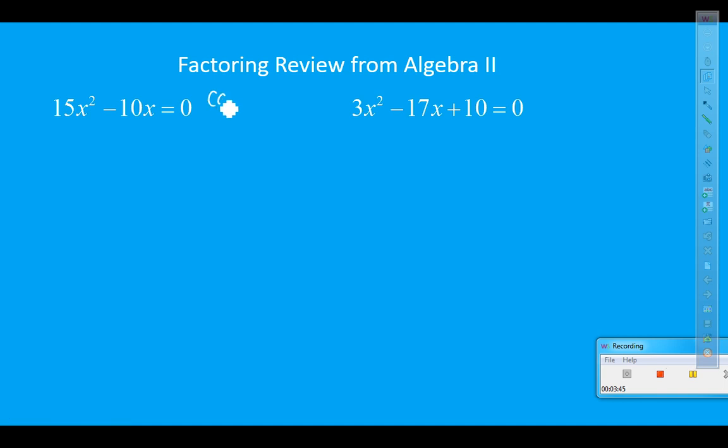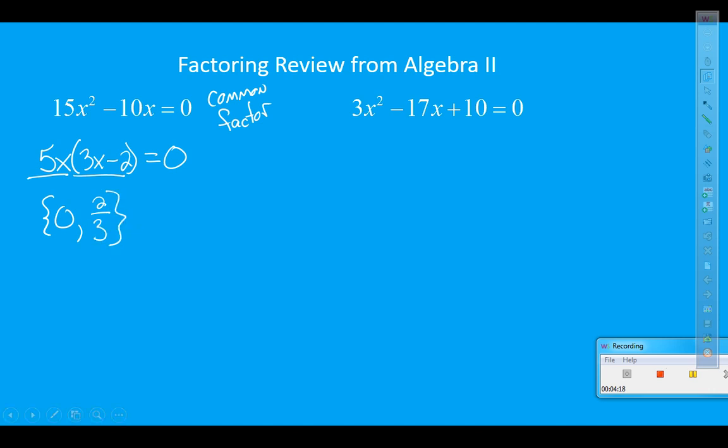You might also see what's called a common factor. In this case, I'm going to look at 15x squared minus 10x. The golden rule of factoring says take out whatever they have in common. So I'm going to factor out a 5 and an x, which leaves me a 3x minus 2. When I set each of these terms equal to 0, 5 times something is 0. So one answer is 0. This answer, I would add 2, divide by 3. There's my other answer. So that's going to be my common factor.